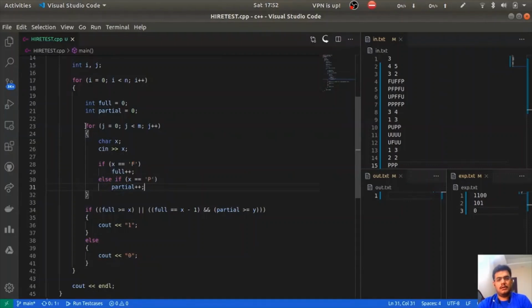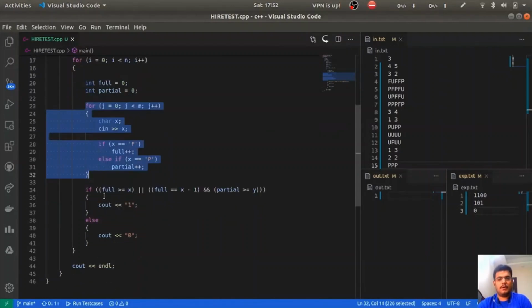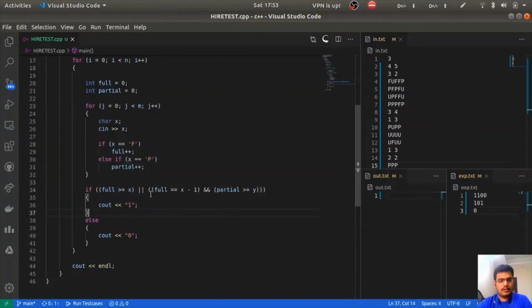Now, when we have finished iterating all the m problems, we need to check two conditions. What are they? The first one is that the number of full problems solved should be greater than or equal to x, or the number of full problems solved should be equal to x minus 1, provided that the partial problems solved are also greater than or equal to 1. Then we will output 1. Also, we need to output a new line at the end of each test case. This is the main thing, because if you do not do this, then also you would have a wrong answer.